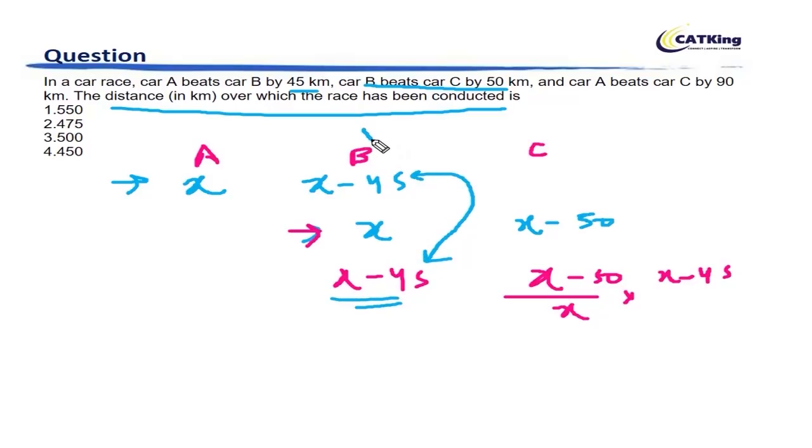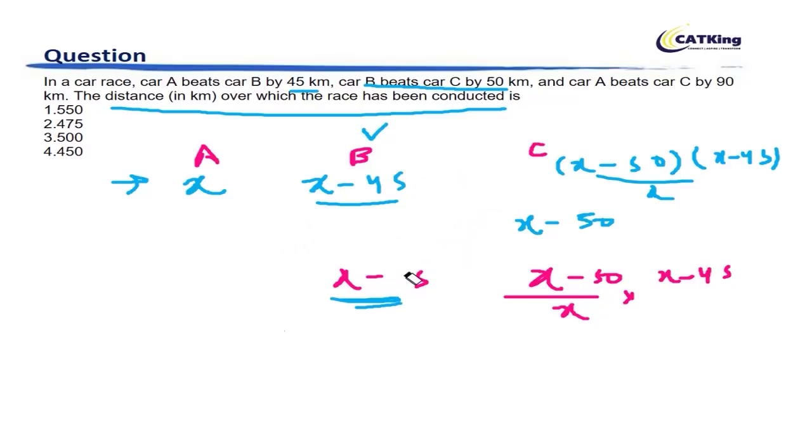See, B is the common factor between these two ratios, so therefore we have to equate B. So now if B is x minus 45 in both the cases, we can say that C is x minus 50 into x minus 45 upon x, right? So we have equated the two ratios. That is how we equate ratios, right? I hope this is clear to you guys. So this is how we equate ratios.